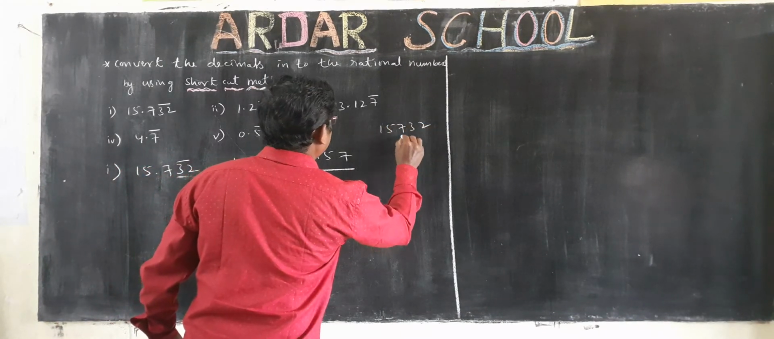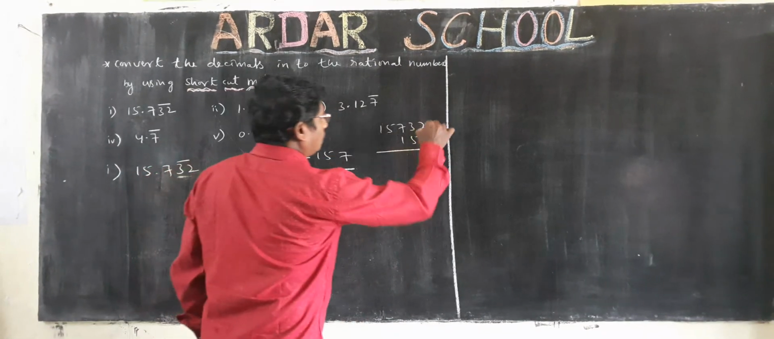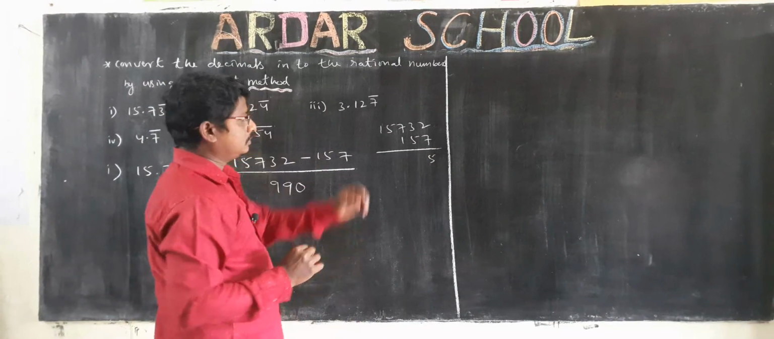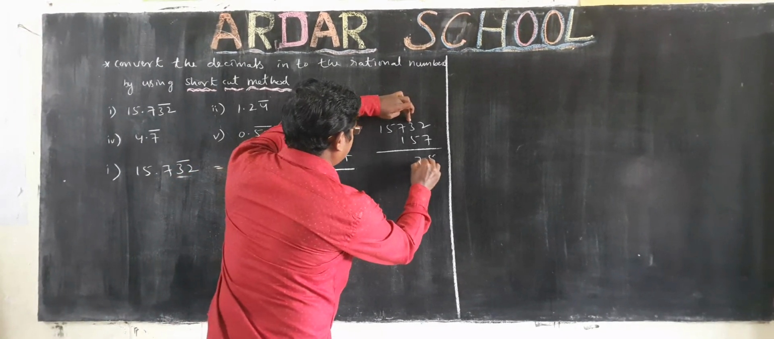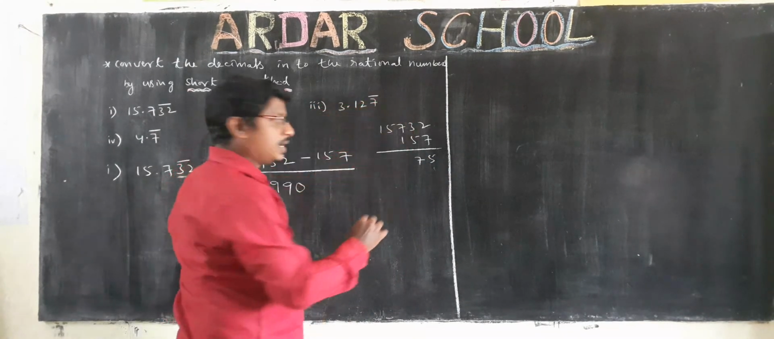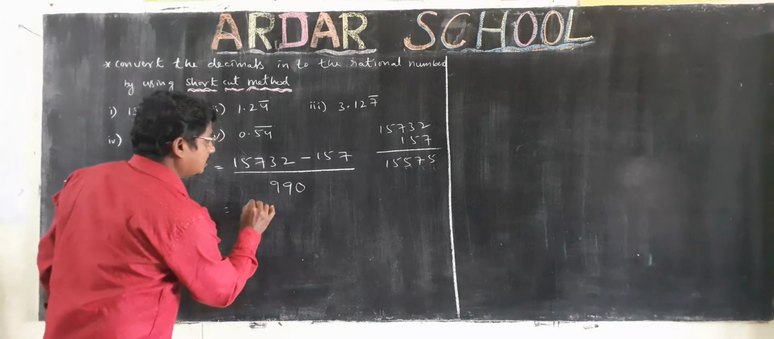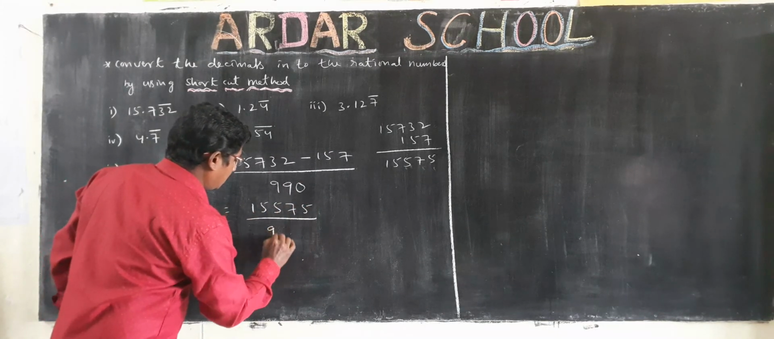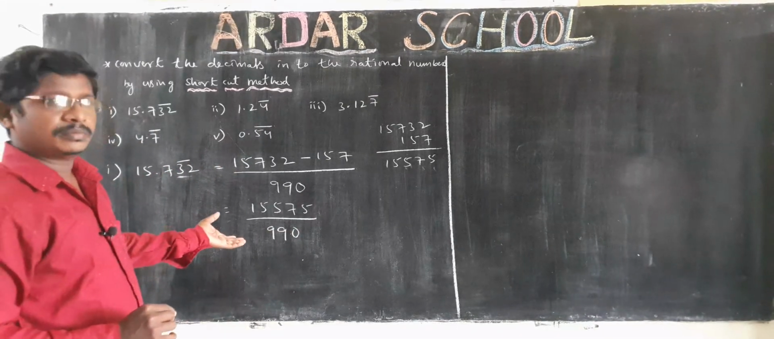15,732 minus 157. Here 12 minus 7 is 5. Here also 12, 12 minus 5 is 7. Here 6, 6 minus 1 is 5. 15. So 15,575 by 990. This is the rational number.